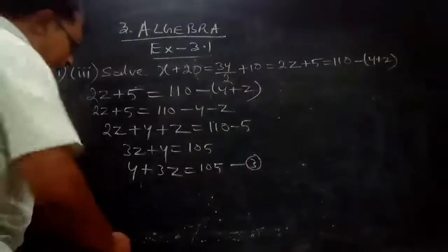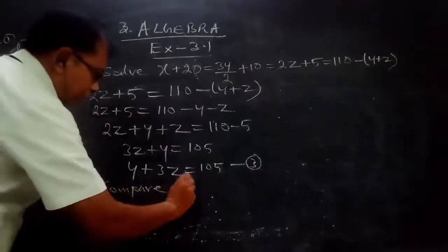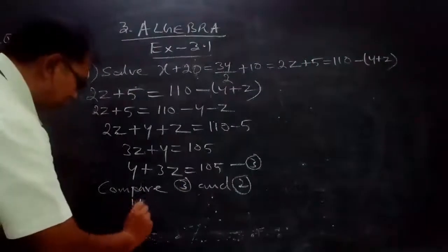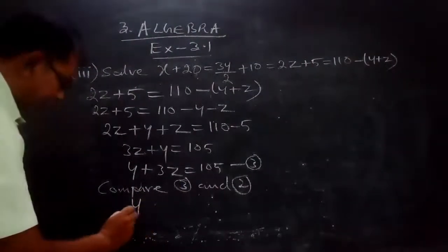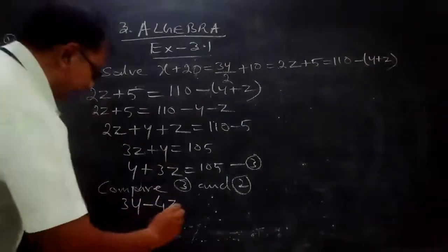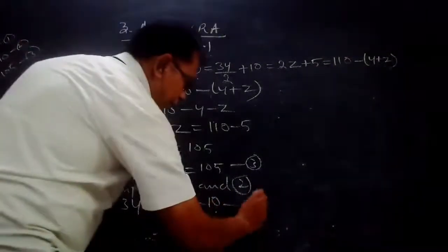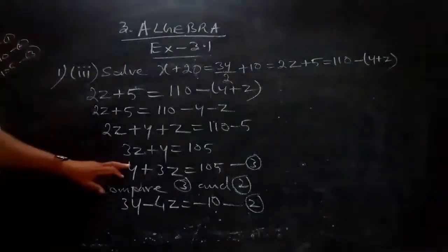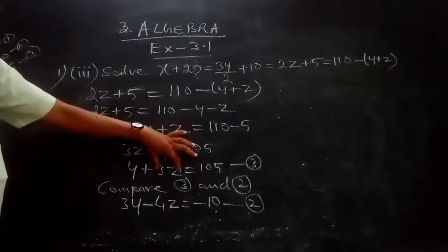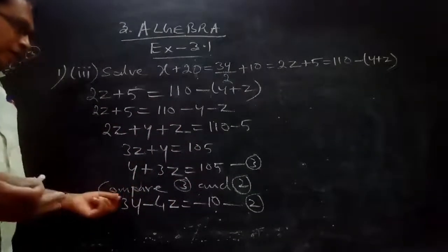Next step, I compare the third equation and the second equation. The second equation is 3y minus 4z equal to minus 10. I want to eliminate the z term, so we make them like terms.